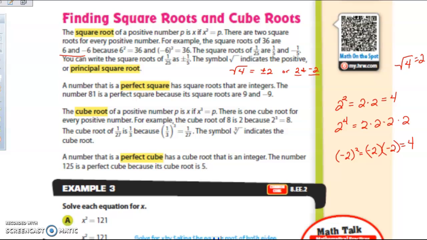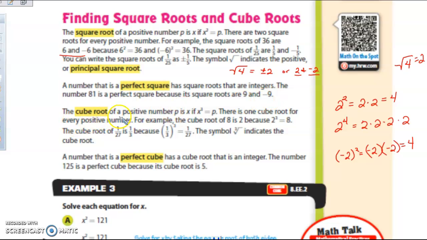Okay? This is also what we call the principal square root, but we usually just call it the square root. A number that is a perfect square has square roots that are integers. The number 81 is a perfect square because the square roots are 9 and negative 9.